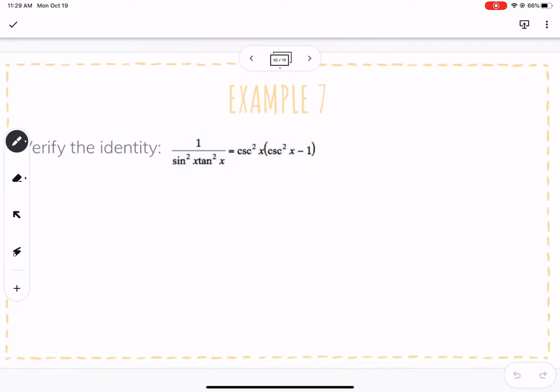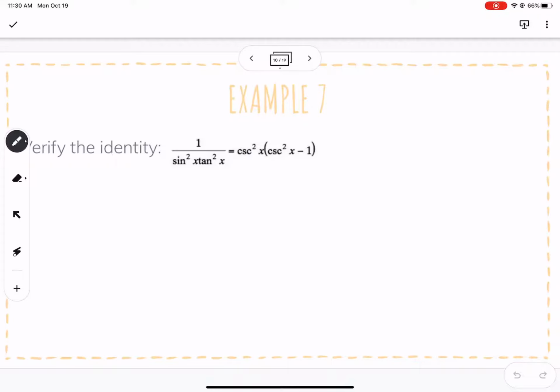All right, let's keep moving along. So now we have this next problem: 1 over sine squared tangent squared equals cosecant times cosecant squared minus 1. Again, you could argue the left side technically has two parts, the numerator and denominator, and the right side technically is only one term. Although it looks like multiple things, that multiplication is actually making all of it one term. I'm going to go ahead and choose the right side.